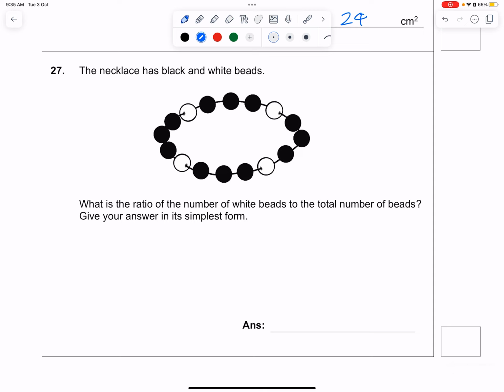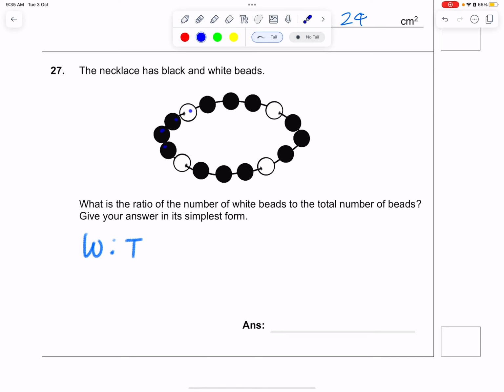Next, 27. The necklace has black and white beads. What is the ratio of the number of white beads to the total number of beads? Give your answer in the simplest form. So, how do we present our answers? W stands for white, T stands for total. So, we literally count.